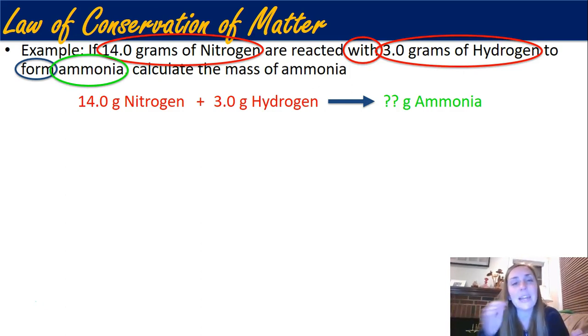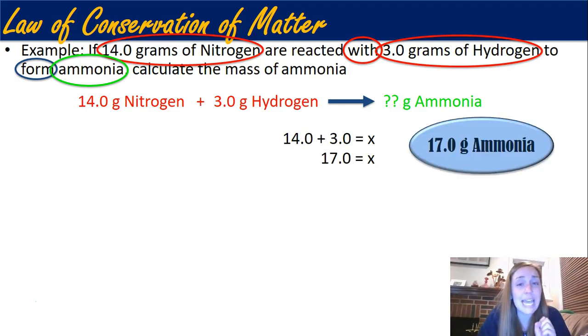Now I'm going to turn this into an algebra equation based on the formula I just gave you for the law of conservation of matter. So 14 plus 3 equals x. Okay, you just add them up. 14 and 3 is 17. So make sure you use some units at the end. 17.0 grams of ammonia is your final answer.